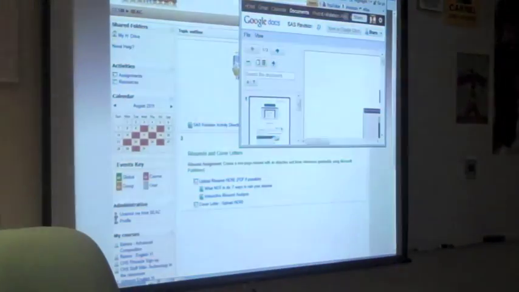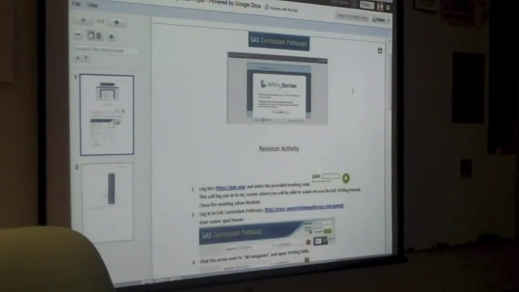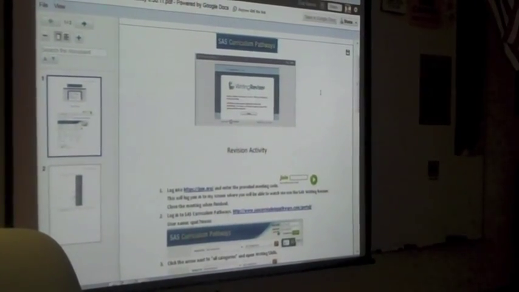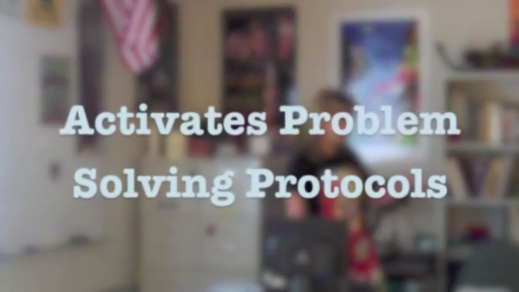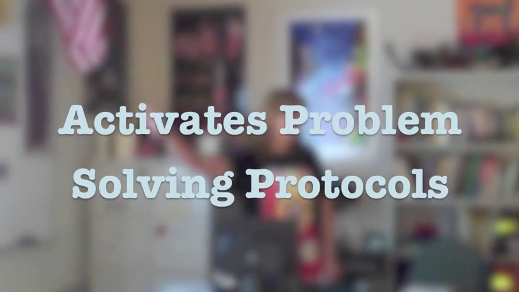My shared Google Doc there. Here is my PDF of what we're doing. It's called the SAS Curriculum Pathways is where we're headed, but I need to teach you how to use the website. And instead of me pulling it up here, because it's really small, it would be really tedious, especially for those of you way over by the wall, to see what I'm doing.